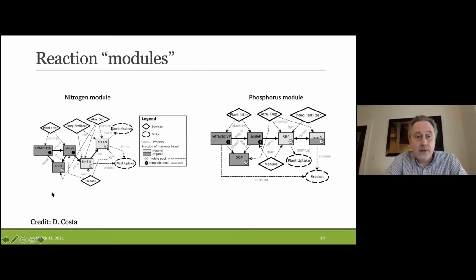Then here you have your nitrogen module, and here you have your phosphorus module. So if you look at that, you might say, well, I'm really only interested in nitrogen, so I'll just use the nitrogen module, or I'm only interested in phosphorus, so I'll just use the phosphorus module. But of course, there are couplings between nitrogen and phosphorus.